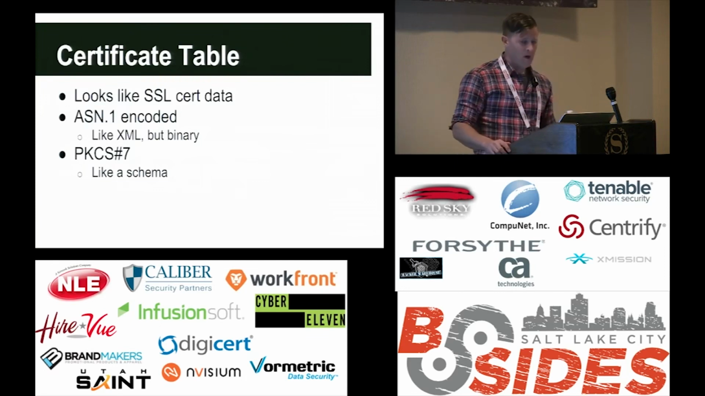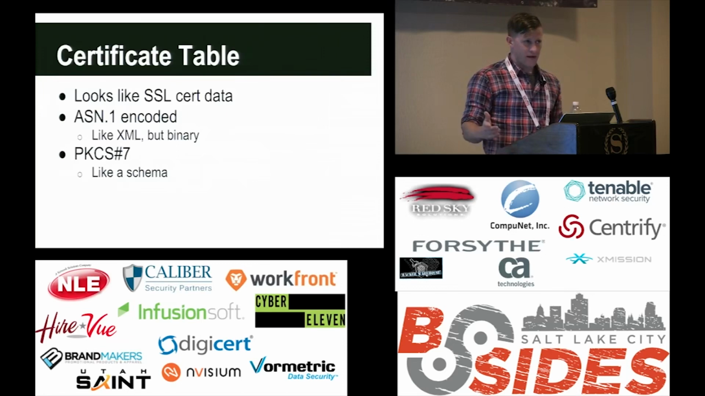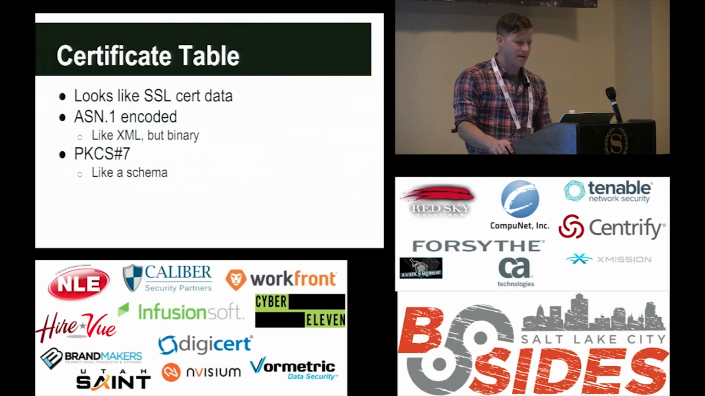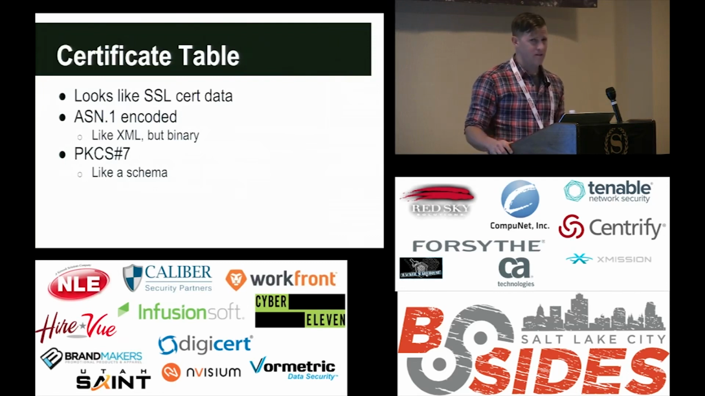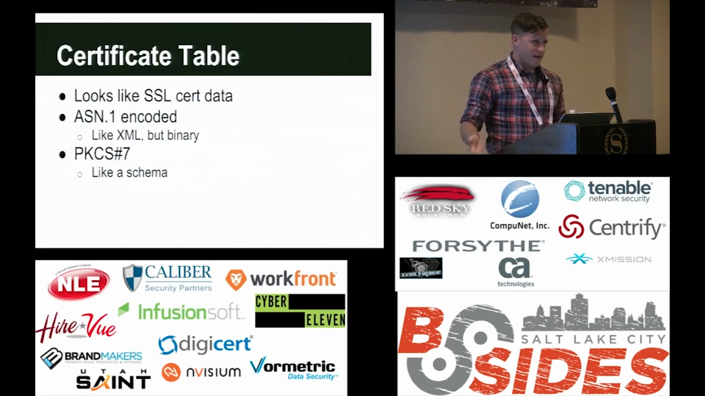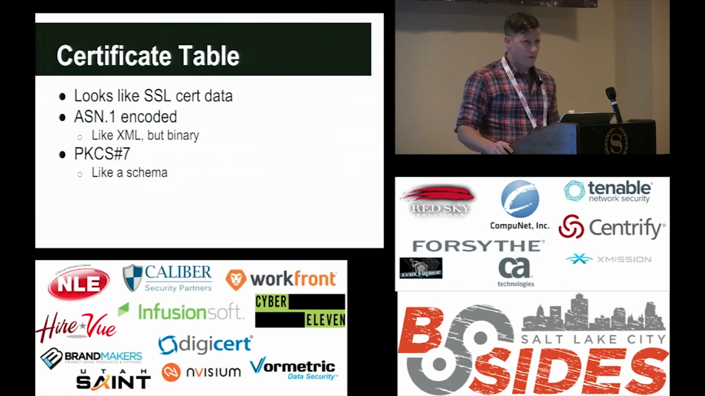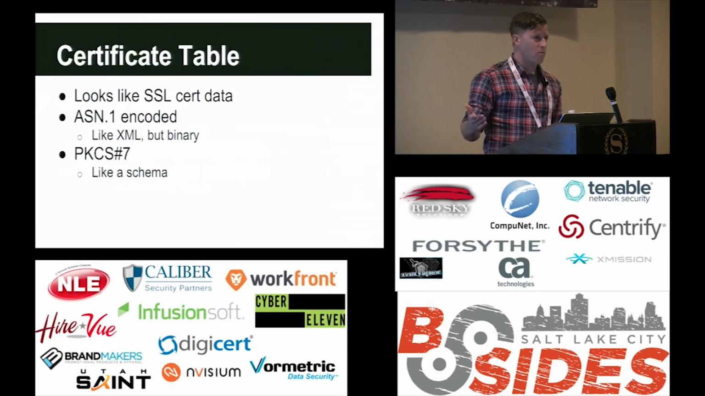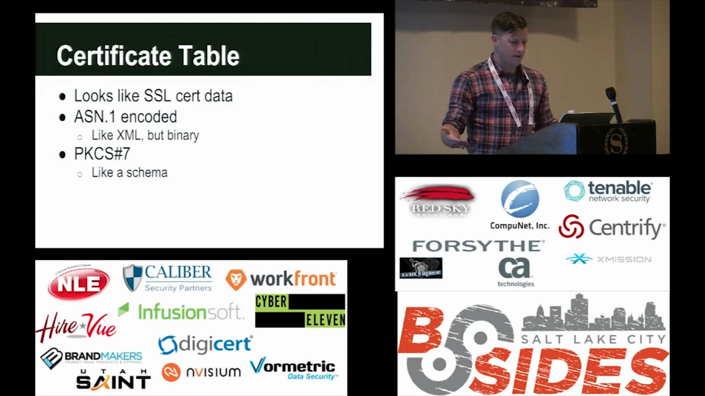The certificate table looks very much like just SSL cert data. There's really almost no difference between that information. It is ASN.1 encoded, and ASN.1 is basically just a binary file format. If you know XML or JSON, those are text-based file formats. ASN.1 is just a binary file format. I guess Google protocol buffers would be something similar to that.